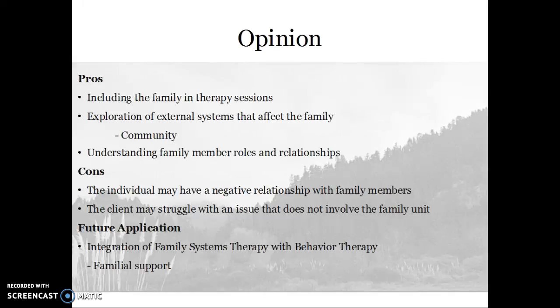Utilizing family systems therapy with behavior therapy would be a collaborative process in which I would be able to assist each family member in coping with any role adjustments that need to be made, provide the family with support, and ensure my client is receiving the ongoing behavioral support that they need both from myself as well as their family.